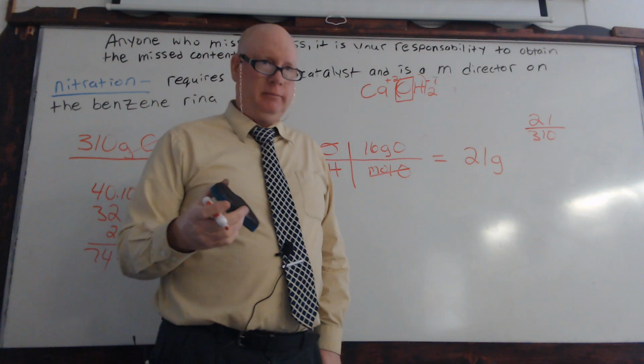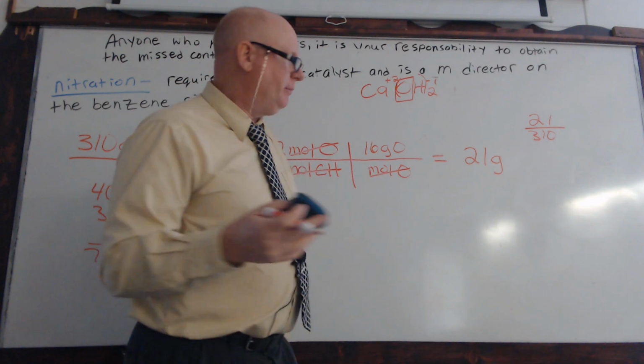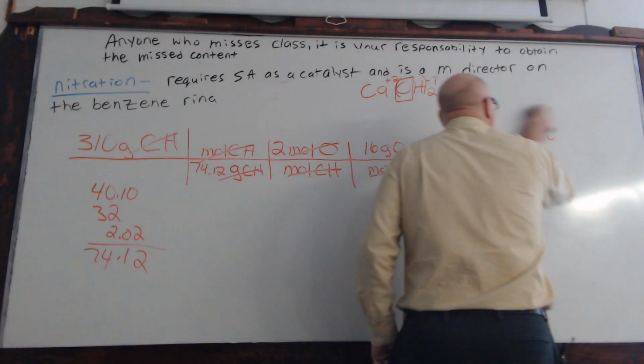So then would calcium nitrate be Ca, and then the nitrate, there'd be 2 of them? There would be 2 of them. That's correct.